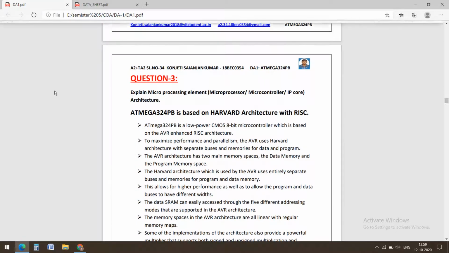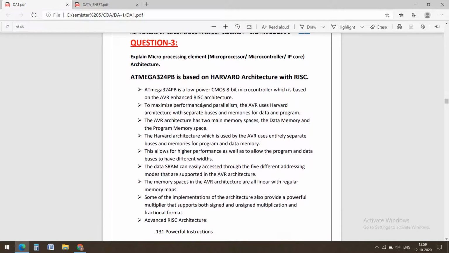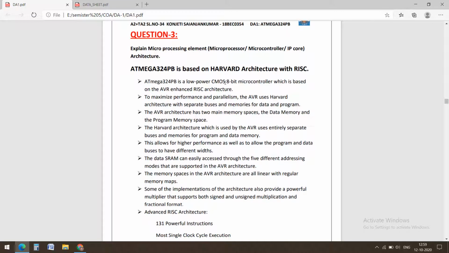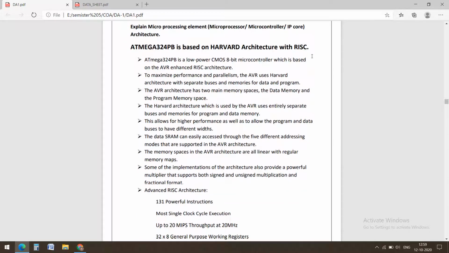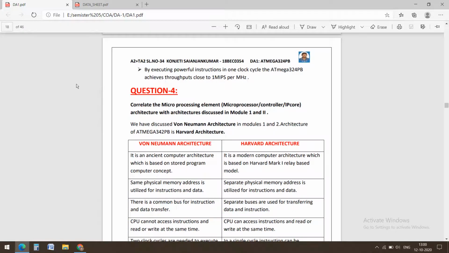Then going to the next question, it's about microprocessor element architecture. I have collected this information from the data sheet. My microcontroller uses Harvard architecture with RISC instruction set. So some of the points I have collected from the data sheet.